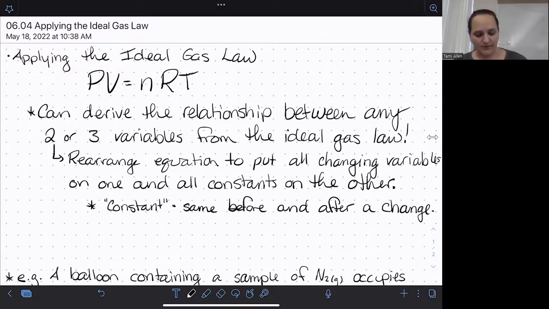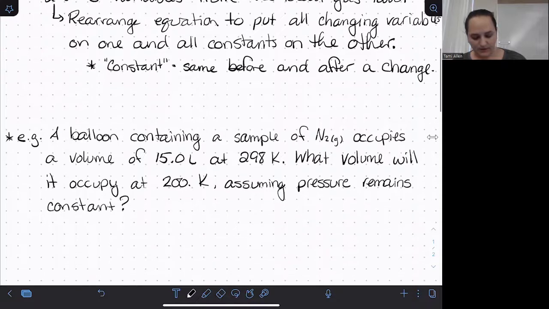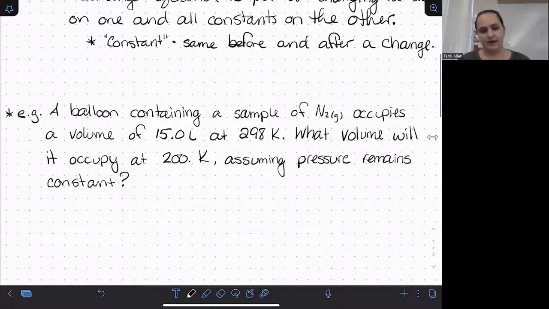So we're going to do some examples. The first one we're going to take a look at is a balloon containing a sample of nitrogen that occupies a volume of 15 liters at 298 Kelvin. What volume will it occupy at 200 Kelvin, assuming pressure remains constant? Also, we're talking about the same sample, so it is implied that the number of moles is remaining constant as well. So we have two different temperatures given to us here, 298 K and 200 K, before and after we've changed the temperature.